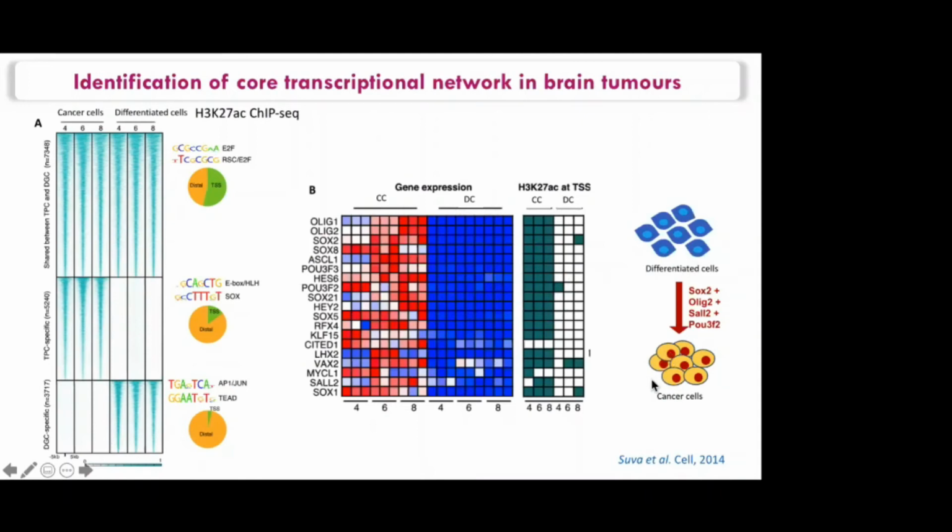So that shows the power of ChIP-seq technology. So you started off with just H3K27 genome-wide ChIP-seq data sets. You identify the motifs, and based on these motifs, they could narrow it down to a few transcription factors and eventually define the core set of transcription factors.